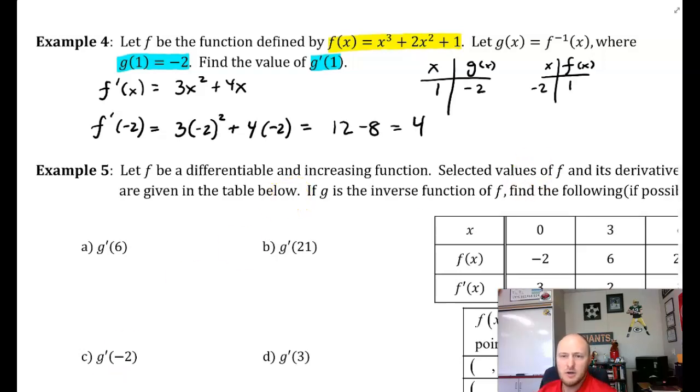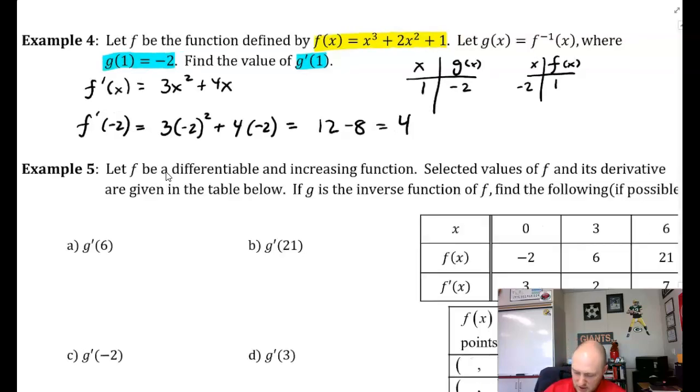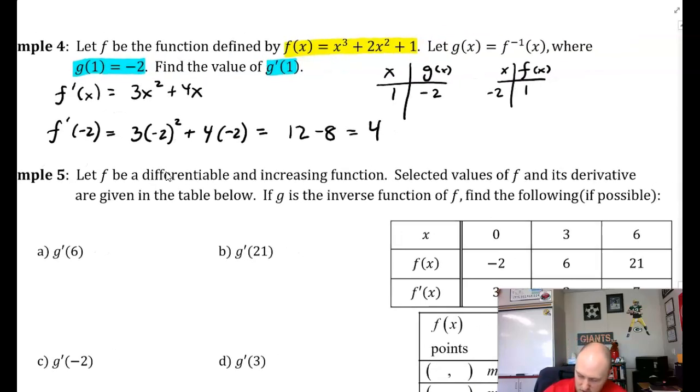Okay, so how does that tie into g prime of 1? Well, the points 1 comma negative 2 and negative 2 comma 1 are mirror points. So the derivative at these mirror points, the inverses, are going to have reciprocal slopes. So g prime of 1 is equal to the reciprocal of 4, which is 1/4. And there you have it.